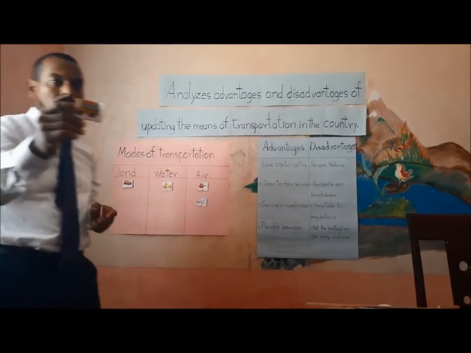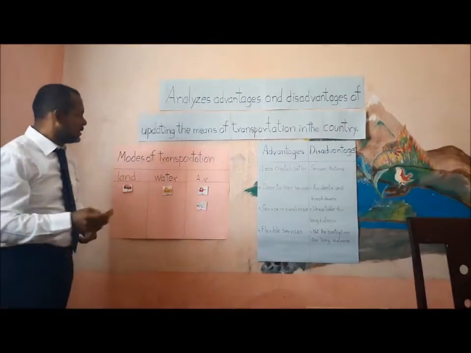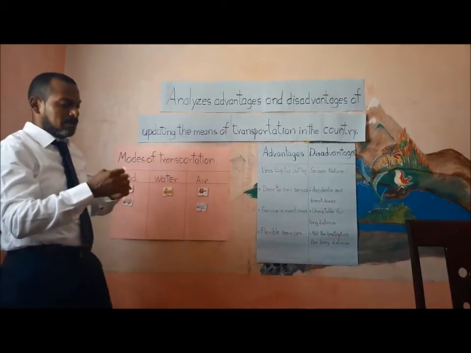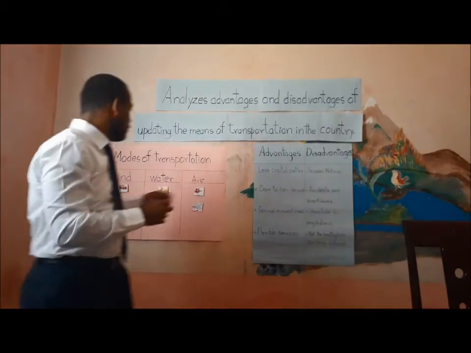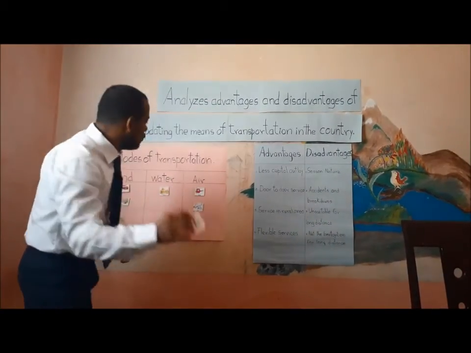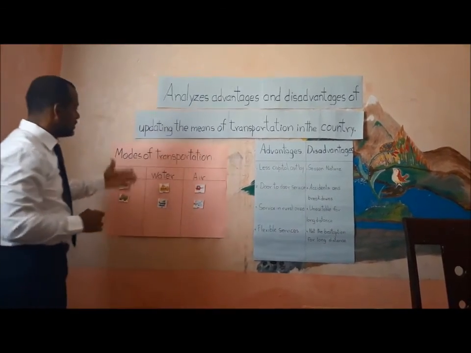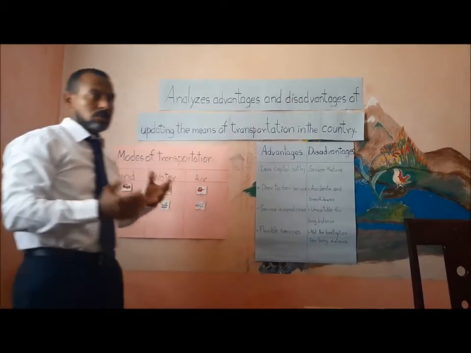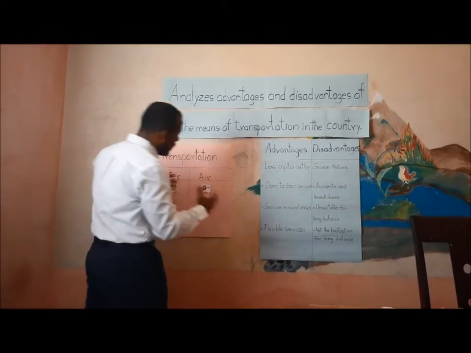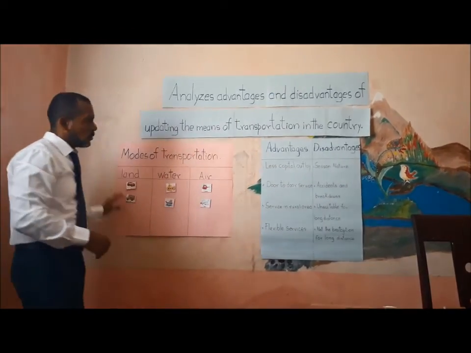This is a bus. Does the bus move by land, by water, or by air? The bus moves by land. And this is a ship. Does the ship move by land, by water, or by air? The ship moves in water. Okay, this is how the student chooses the way that the different transports move around the world.